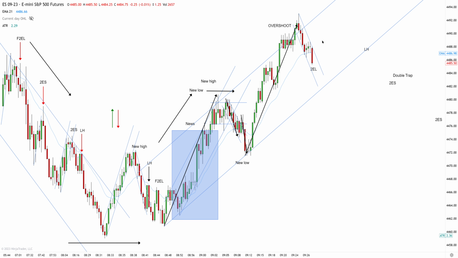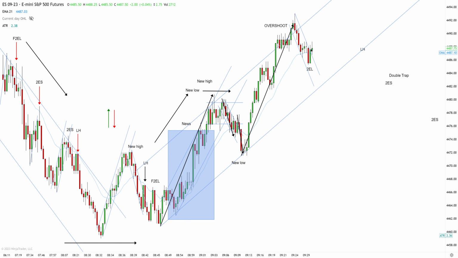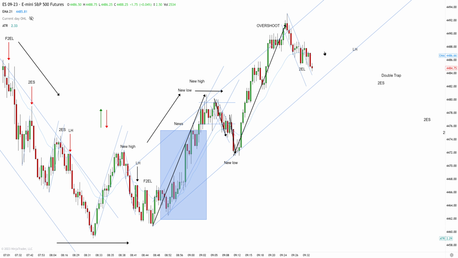Okay, and we have two-legged pullback. There is a second entry long, but you cannot take it below EMA inside bar or semi-inside bar. You actually broke higher, so not inside bar, but still overshoot. You need to be patient. You need at least high-low or failed second entry short, which never formed.